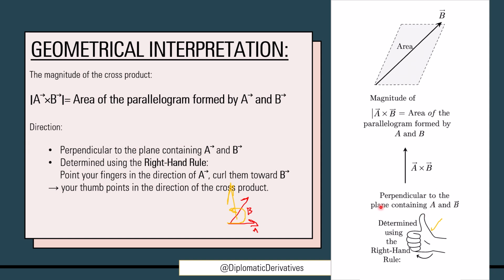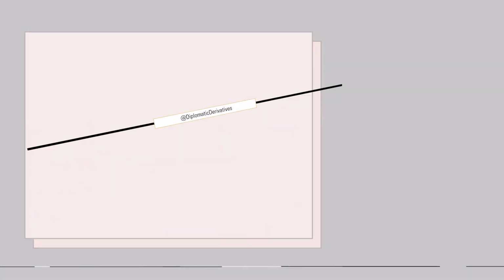Now if you're just imagining it on a paper, then obviously you will say that it's always going to be up. But it depends on the coordinates. This right hand rule will come in handy when we're talking about different examples and complex questions. Just to explain, this is how it's found: point your fingers in the direction of A and curl them towards B, and the thumb will point in the direction of the cross product.